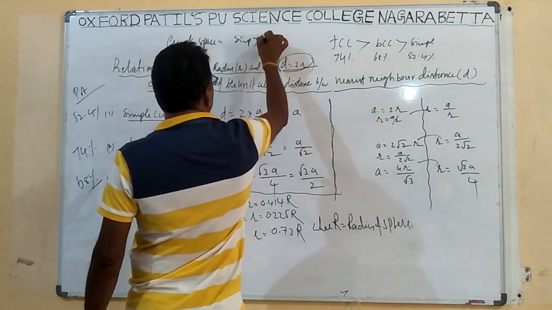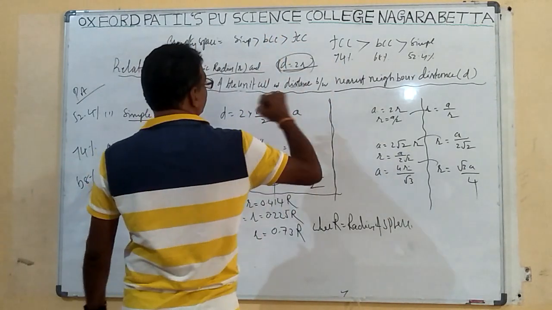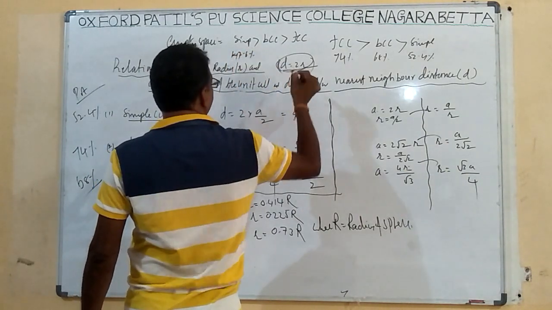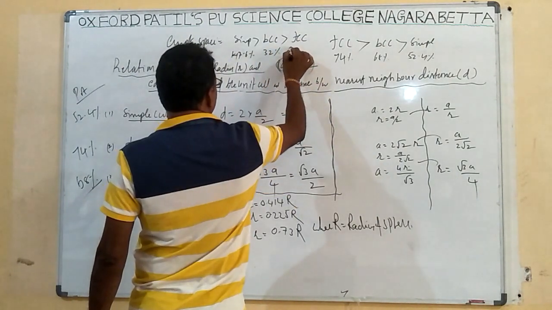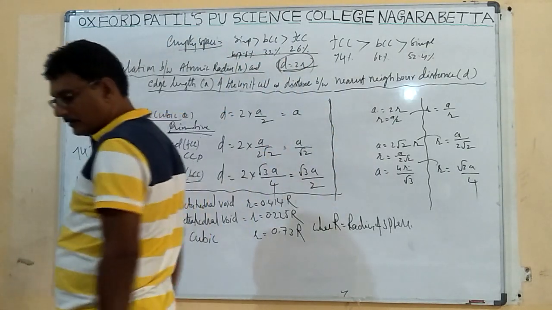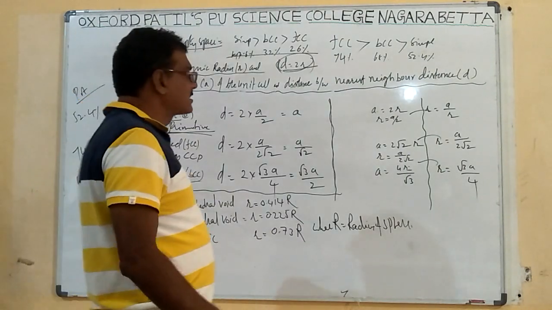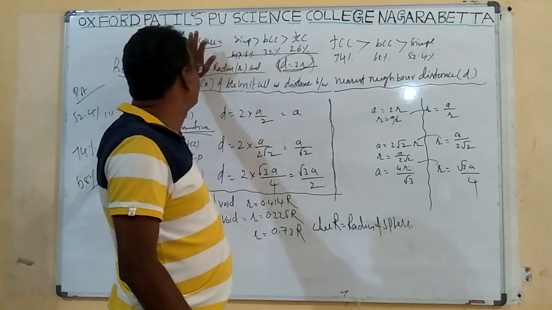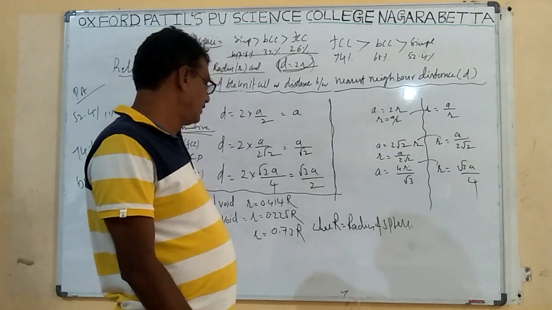Next, when empty space is asked, what is the order? Simple is greater than BCC, greater than FCC. Simple means how much percentage? 47.6%. Body centered means 32%. FCC means 26%. This is the empty space. Packing efficiency means the space occupied by the particles; empty space means 100 minus that percentage, the remaining is nothing but empty space. This is the order of the pattern.